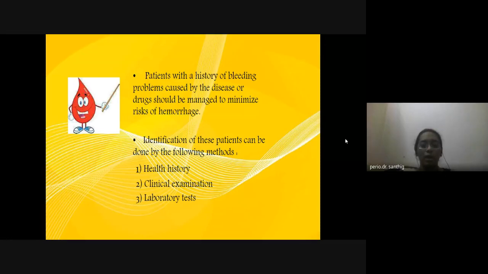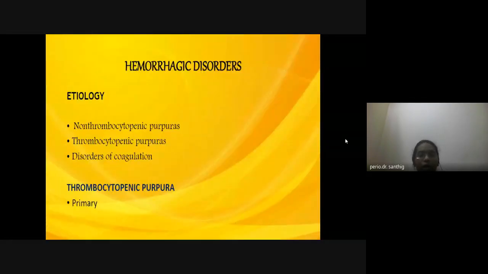We identify them based on the health history and clinical examination, including intraoral examination. If we suspect that the patient has any bleeding disorders, then you have to refer the patient for laboratory tests, such as a complete blood picture. Whatever is required for the concerned hemorrhagic disorder, you have to test the patient before doing any procedure. The different types of hemorrhagic disorders we can see are non-thrombocytopenic purpura, thrombocytopenic purpura, and disorders of coagulation.